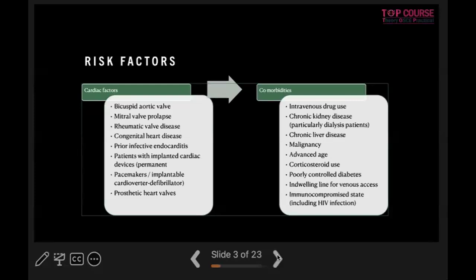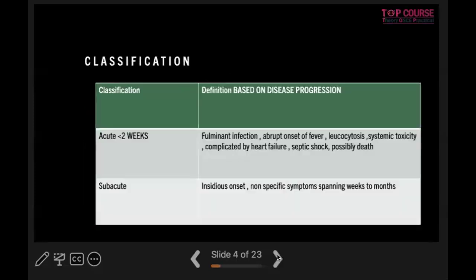And some of the comorbidities which could be risk factors are intravenous drug use, CKD, CLD, malignancy, advanced age, corticosteroid use, poorly controlled diabetes, indwelling catheters, and immunocompromised state. These are some of the comorbidities which could be the risk factors for infective endocarditis.